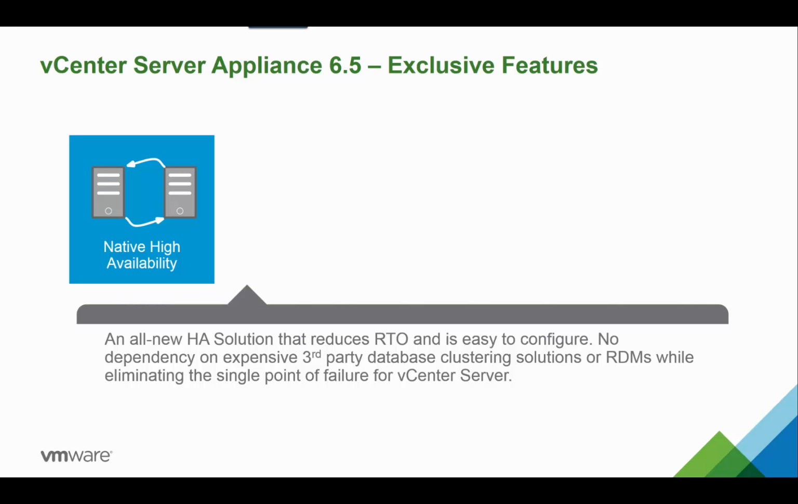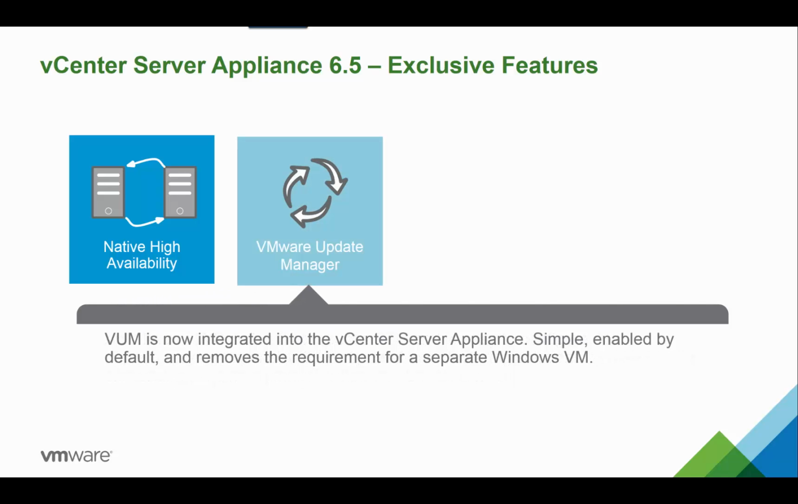So first, we have vCenter high availability, which is a native HA solution built right into the appliance. Using an active, passive, and witness architecture, vCenter is no longer a single point of failure and can provide a 5-minute RTO timeframe. This HA capability is available out of the box and has no dependency on shared storage, raw device mappings, or external databases.